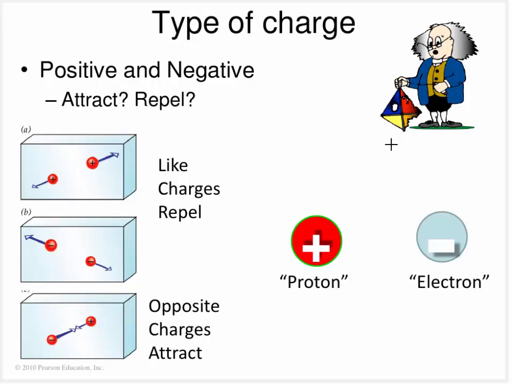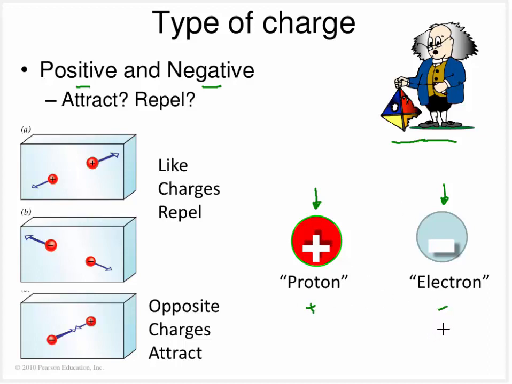Now, when we talk about charged particles, we have our good friend Benjamin Franklin to thank for thinking about a lot of these. He realized that there are two types of charged particles: a positively charged particle and a negatively charged particle. And in nature, we tend to see positively charged particles, which are called protons, and negatively charged particles, which are called electrons. These are the fundamental building blocks of matter. The proton has a positive charge, the electron has a negative charge.